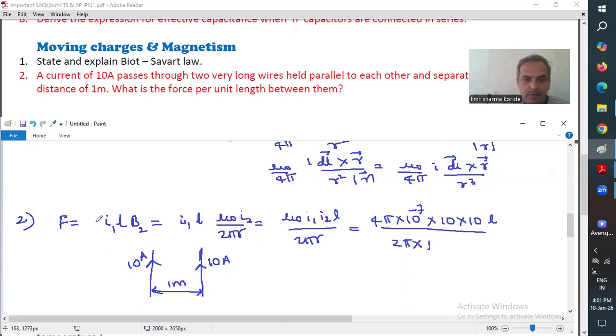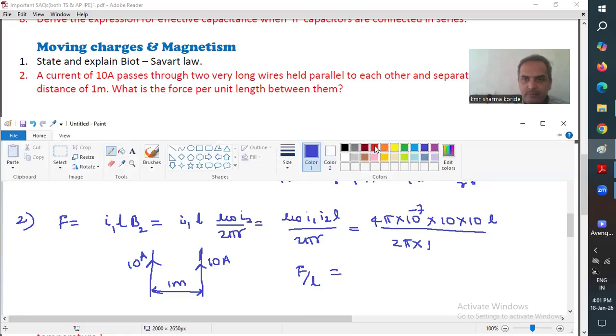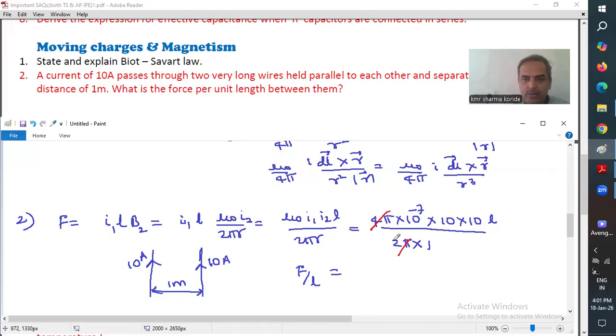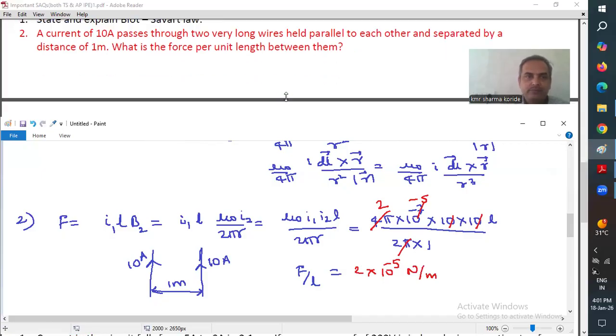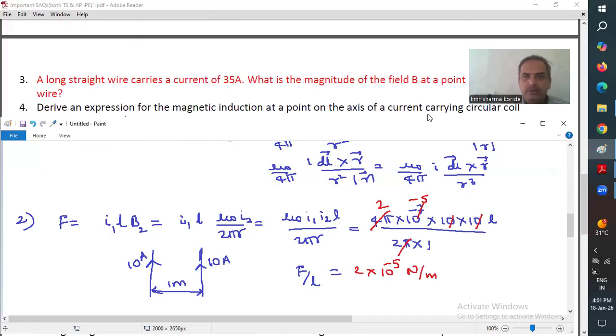So therefore, you can find out the force per unit length, F by L is equal to, so you can cancel. This is 2 and 2, then 1 meter. Then you can cancel, this is 2 zeros with minus 5 will remain. So force per unit length will be 2 into 10 to the power of minus 5 Newton per meter. So this is the answer for the question. Moving to the next question.